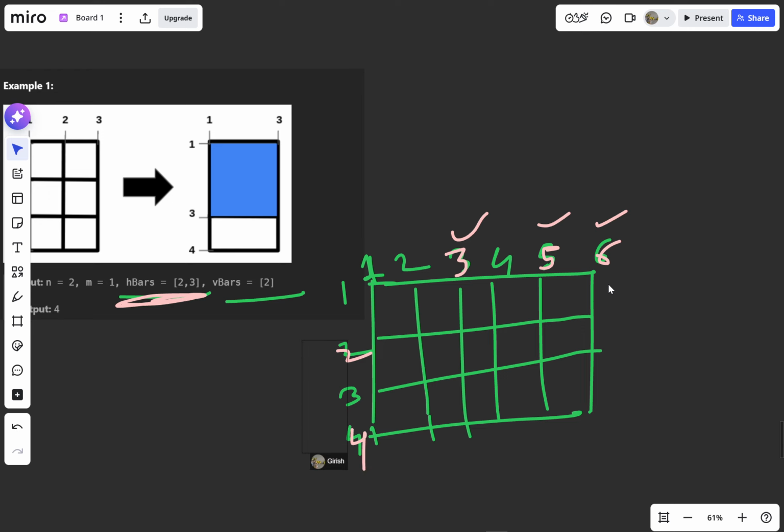Now we will try to remove 3. So after removing 3 we get to know that we are having this area, this whole area. So how much area will it contain?